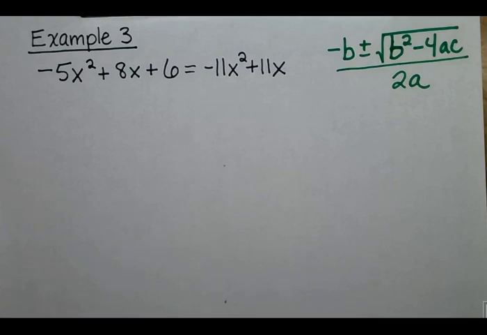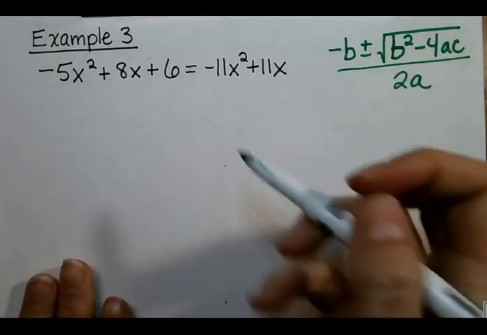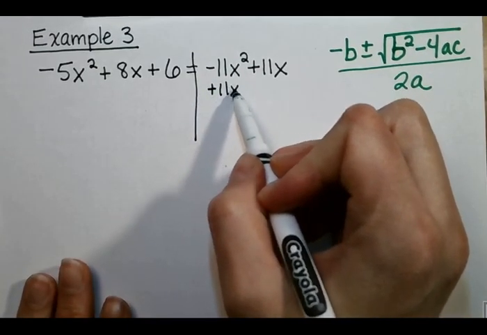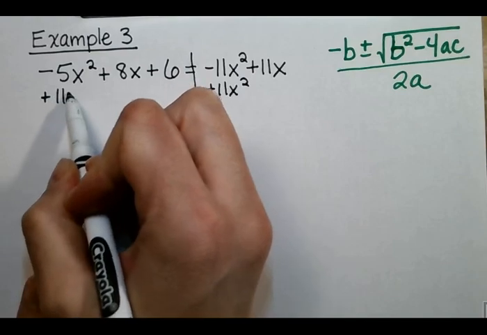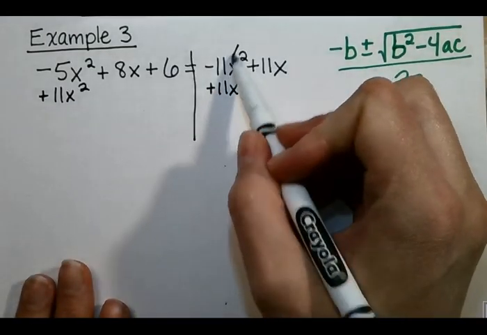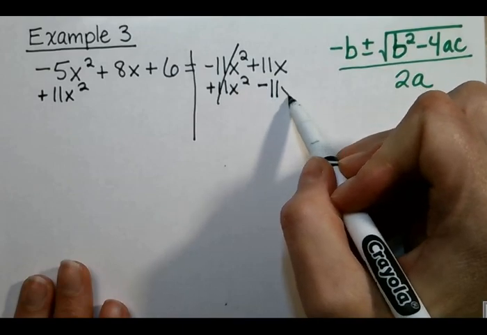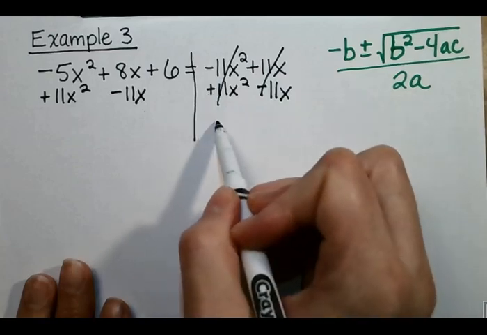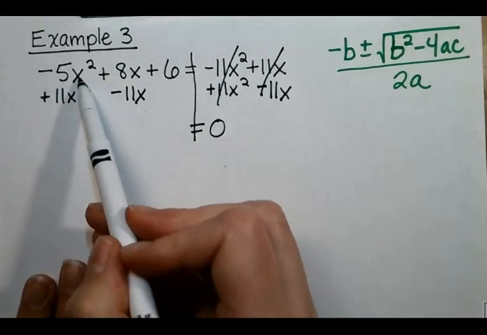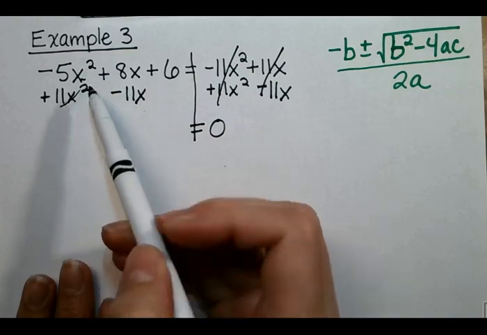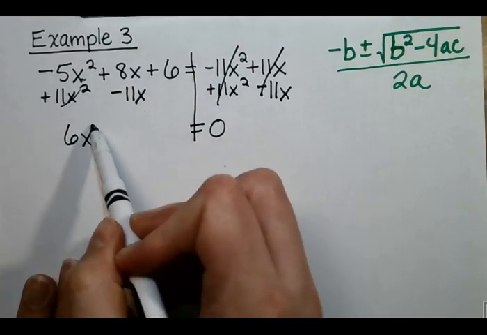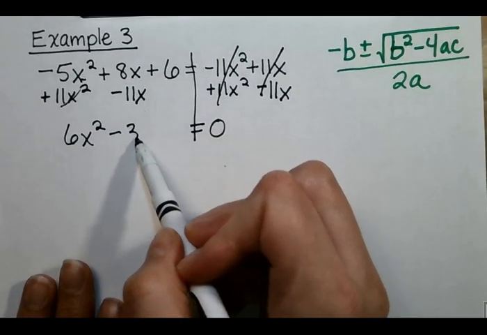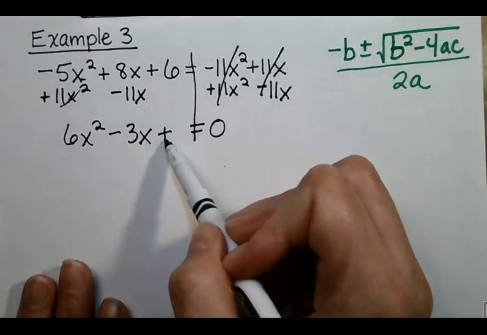Okay, for our third example, here is our quadratic. We're going to zero out these two terms, so we're going to add 11x squared and also add it to the side over here. That'll zero out. We're going to subtract 11x and subtract it from the 8x over here. This will make this side 0. Negative 5x squared plus 11x squared is going to give me 6x squared. 8x minus 11x is going to leave me with negative 3x, and then plus 6.